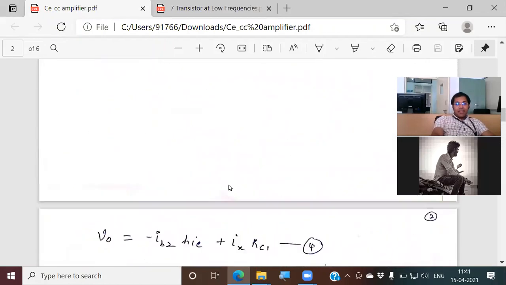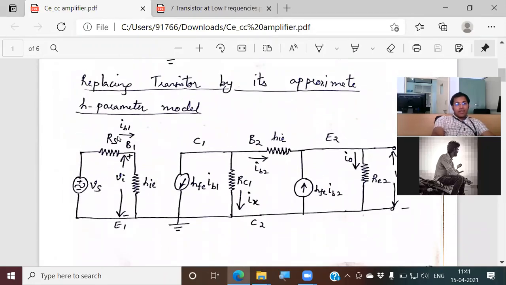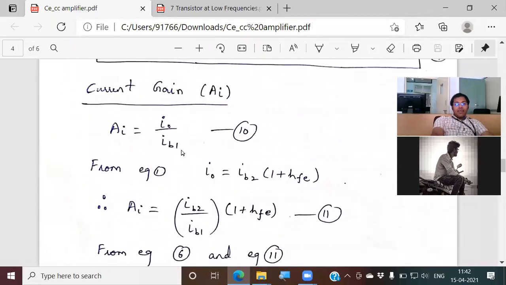We know very well AI, not considering the source. So this output current divided by this input current. So I naught by IB1. I hope everybody knows here AI is I naught by IB1. The same thing we are seeing again and again. I will be more than surprised if any of my students fails, because it is the same thing. So AI is I naught by IB1.